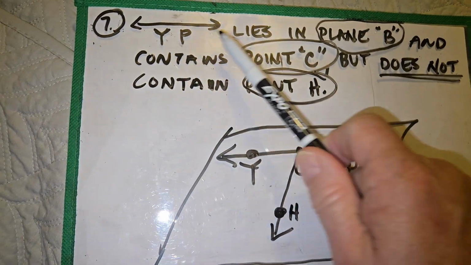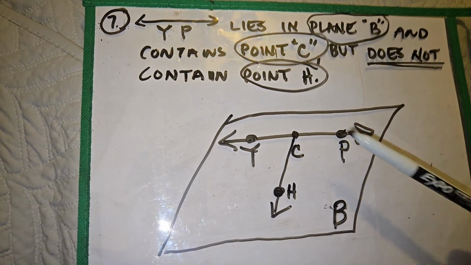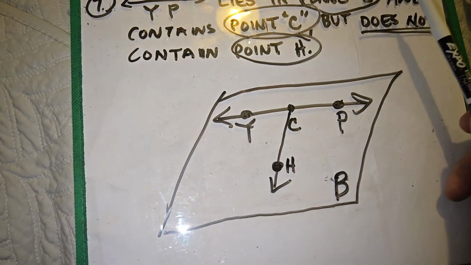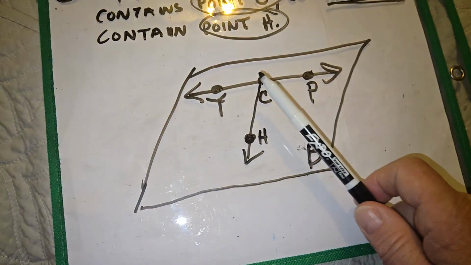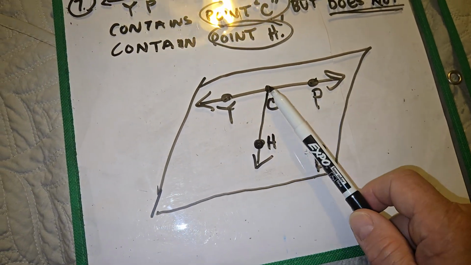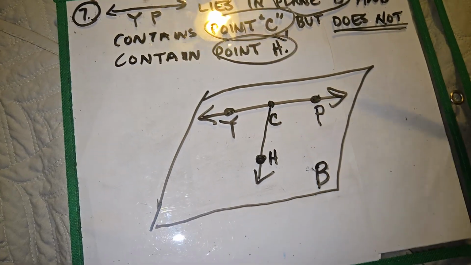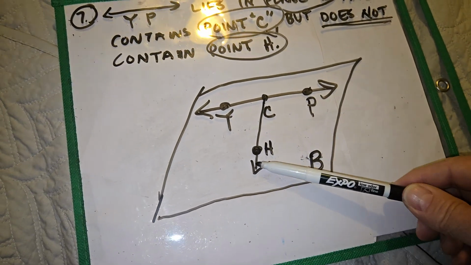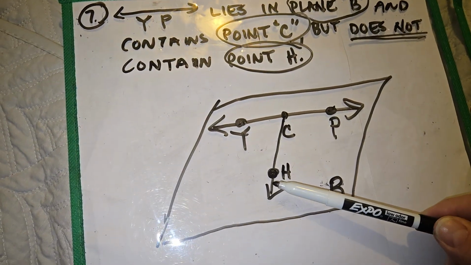Line YP lies in plane B, which, as we know, is kind of like a sheet of paper, and contains point C. Yep, so this line contains a point C in the middle of it, but does not contain point H, which is on a different line perpendicular to it, and it's over here.